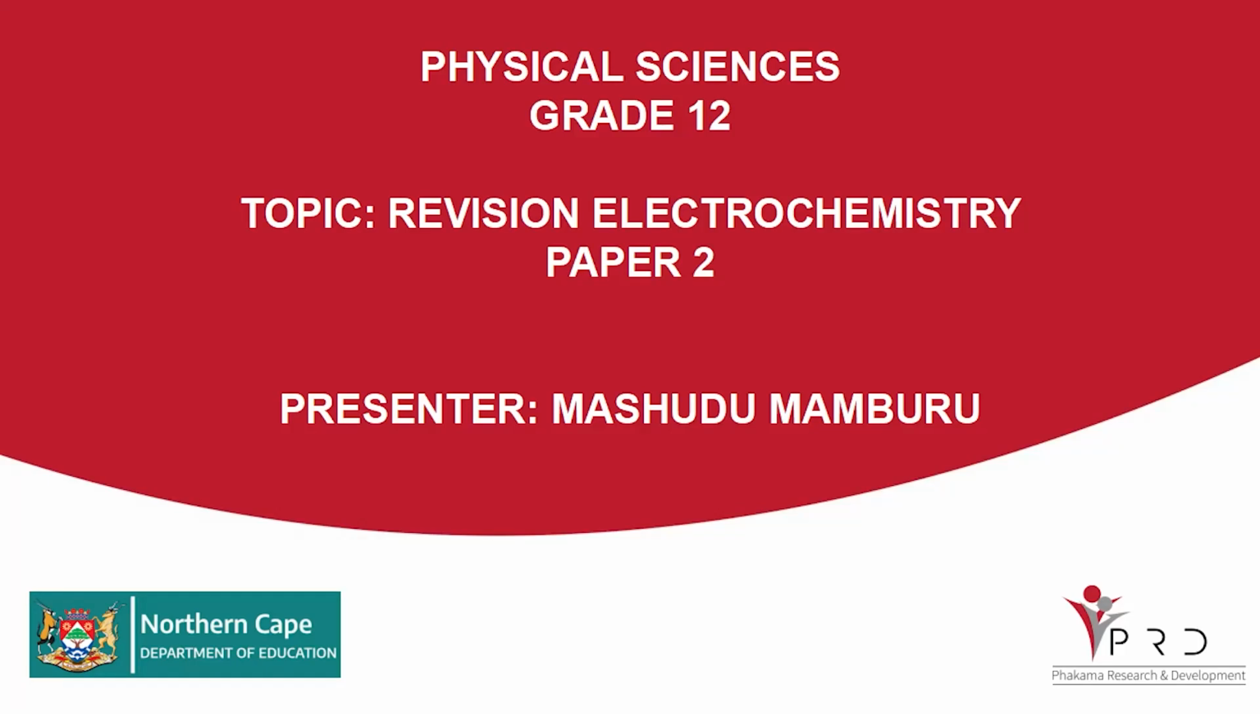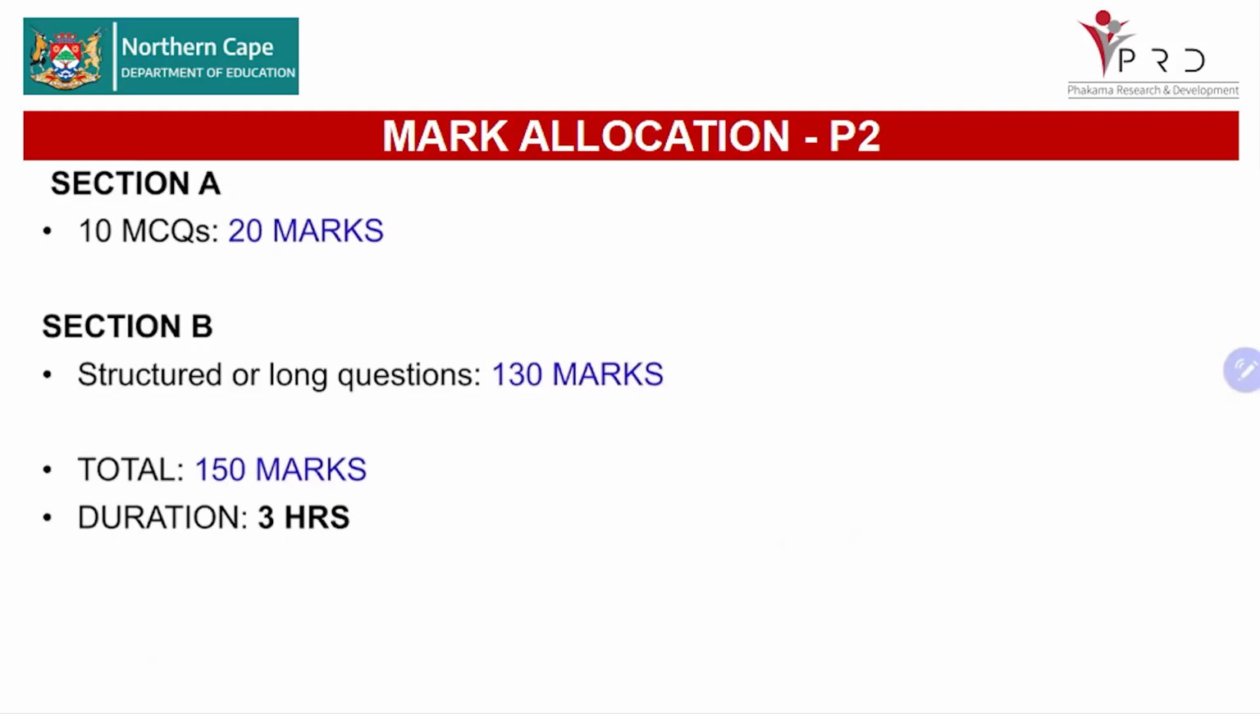This is question 8 and 9 under chemical change, and we're hoping that you are going to get as many marks as possible. As you know, paper 2, we have 10 multiple choice questions and 20 marks. The structured questions are 130 marks. The total of the paper is 3 hours. You're going to write for 3 hours out of 150 marks.